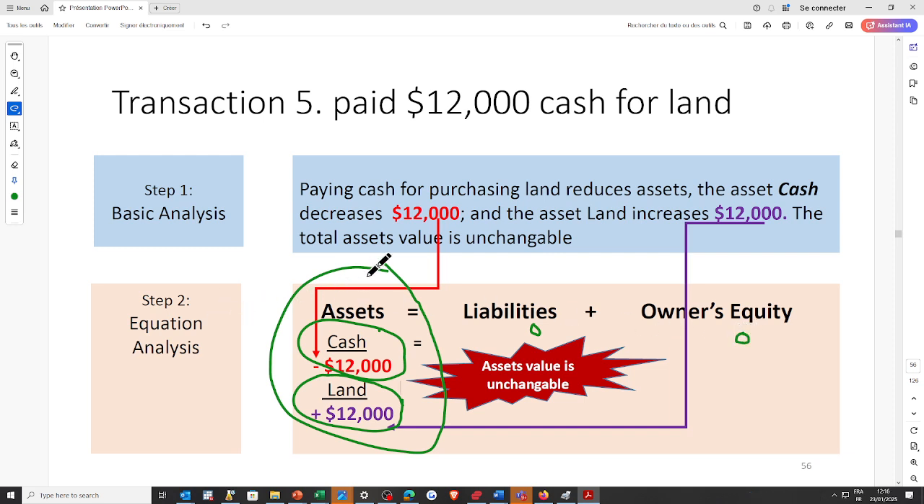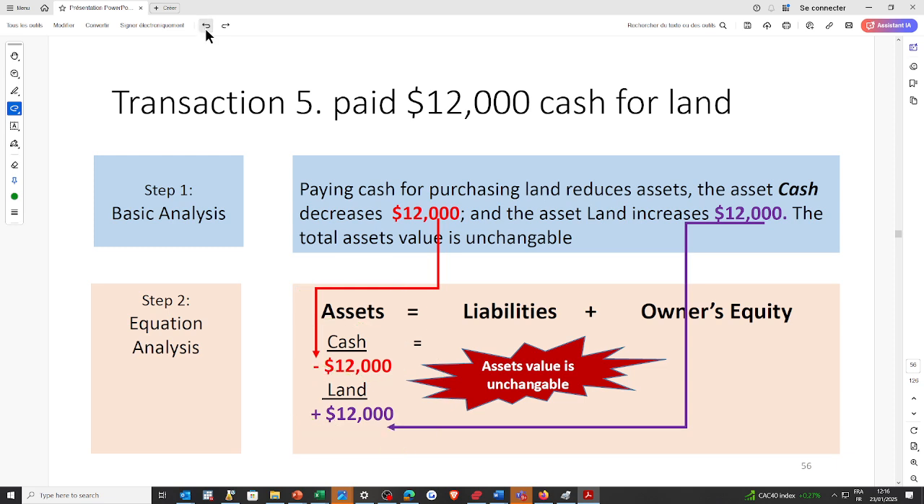So remember, for this transaction there's no effect on the total asset amount. However, you have an effect on each individual account of cash and land, right? Okay, so I think that this is a transaction we always have on the exam. So I hope that will help.